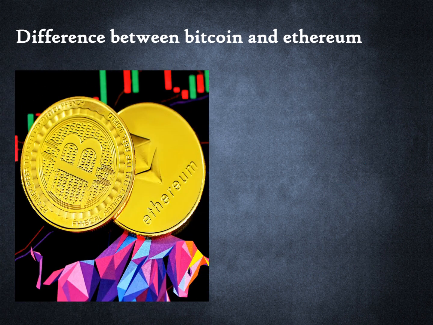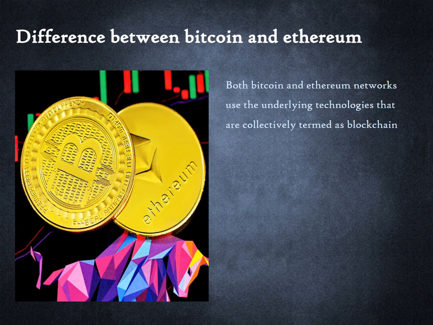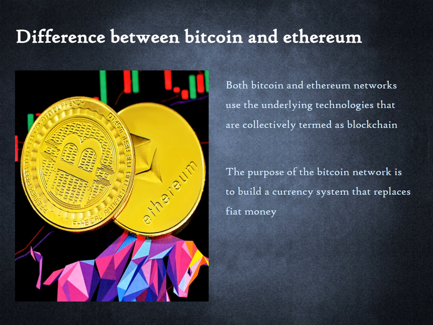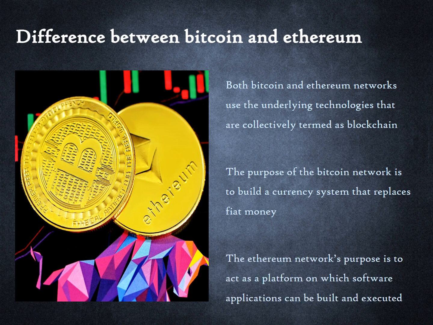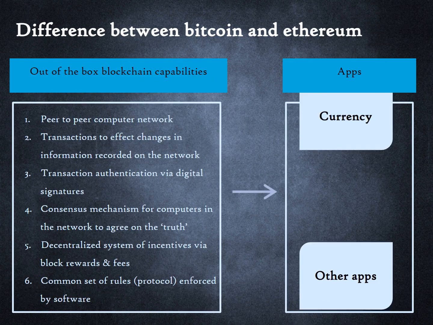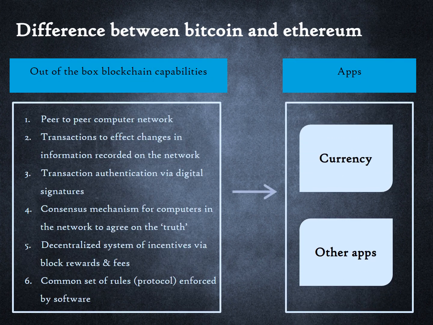We can synthesize the difference between Bitcoin and Ethereum at a higher level. Both Bitcoin and Ethereum networks use underlying technologies that are collectively termed blockchain. But the purpose of the Bitcoin network is to build a currency system that replaces fiat money. The Ethereum network's purpose is to act as a platform on which software applications can be built and executed. Next, we will explore this further. On the left are the Lego blocks that constitute blockchain technology. Ethereum provides all these capabilities out of the box. Software developers can build applications on top of it. It is, in that sense, similar to iOS or Android.